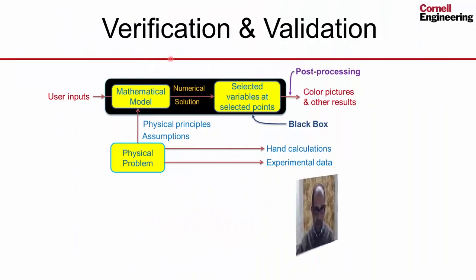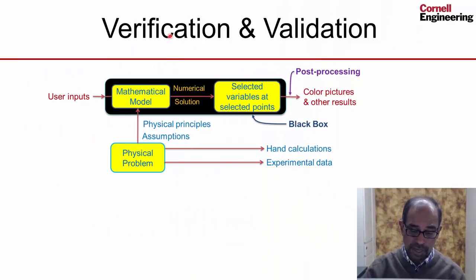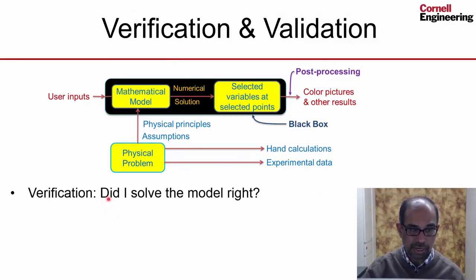To think through what we need to do in verification and validation, let's go back to the framework of what's under the black box. Let's consider verification first. In verification, I look at, did I solve the model right? i.e., whatever mathematical model I picked, did I solve it right? So it's looking at errors introduced in these steps of the simulation. And there are three categories of checks that one can do.